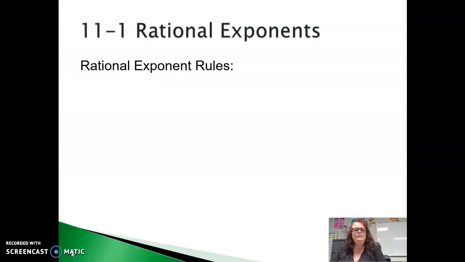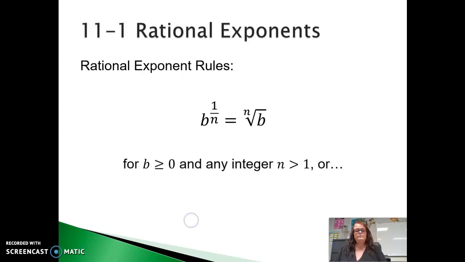So then the next thing we want to talk about is rational exponent rules, because so far we've been talking about integers. So we want to know, what does it mean when I have a rational exponent? So remember, rational has the word ratio in it, so that means it's the ratio of two integers. So if I have b to the power of 1 over n, 1 is my power, and n is my root. So you'll notice it's equivalent to the nth root of b to the first power. We want to make sure that b is greater than or equal to 0.